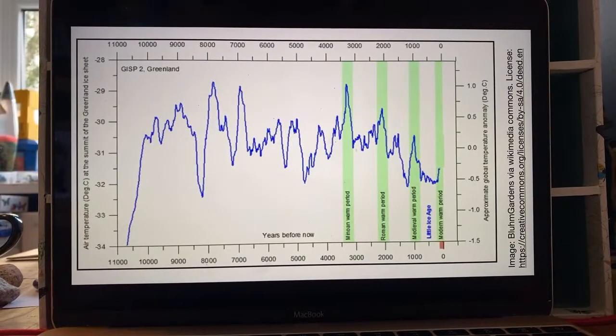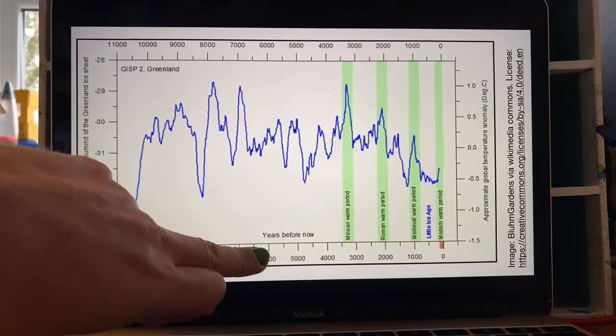So here is a graph. It hasn't got a title, but it has got an axis. It's labelled, it says air temperature at the summit of the Greenland ice sheet. So at Greenland, they've measured the temperature of the air above the ice, and here's what they got.